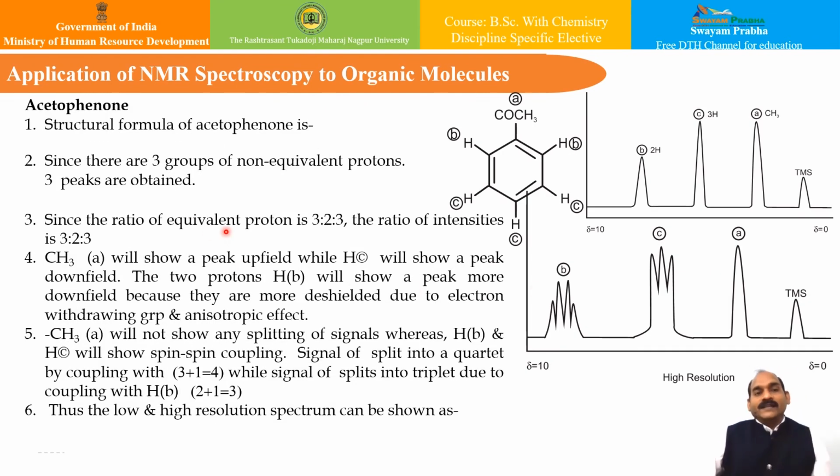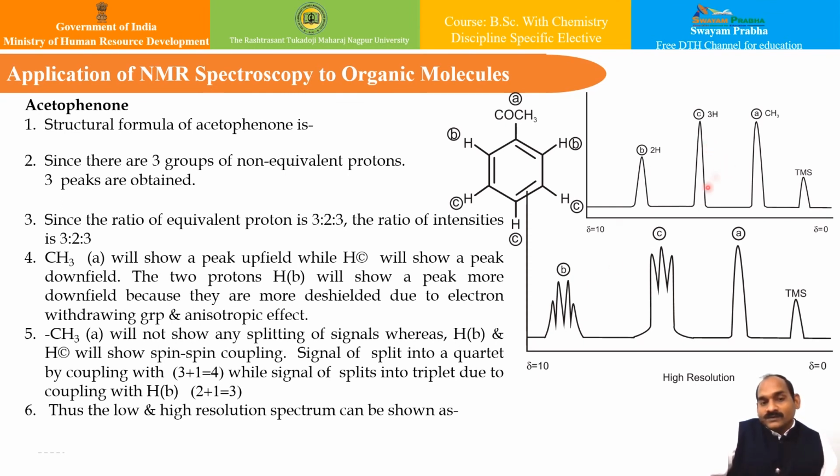Similarly, if I take the example of acetophenone, the structural formula for acetophenone is like this: A kind of environment for these protons, B kind of environment for these protons, and C kind of environment for these protons, isn't it? Since there are three groups of non-equivalent protons, three peaks are expected, for two protons, three protons, and this CH3 with three protons over here. Since the ratio of equivalent protons is 3:2:3, the intensities will also be 3:2:3, more or less. It is shown over here.